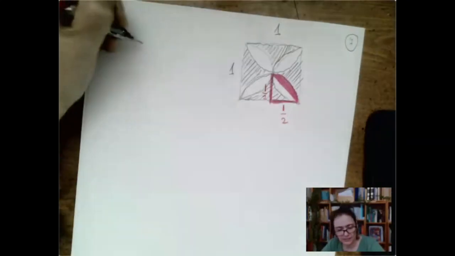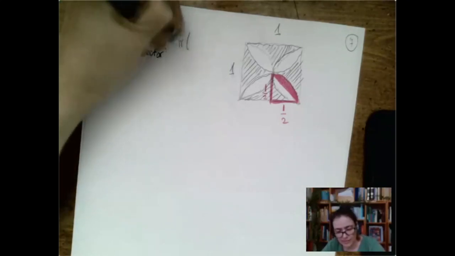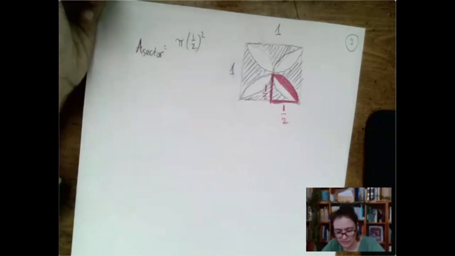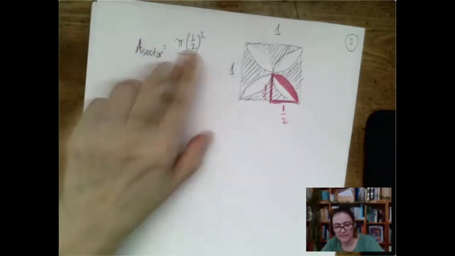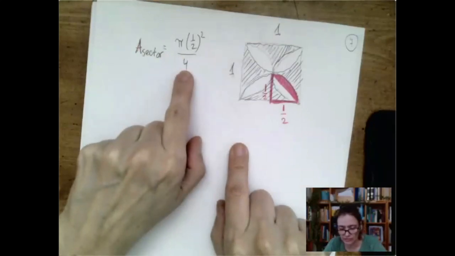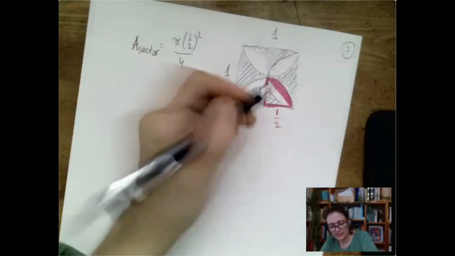So the sector is pi times 1/2 squared divided by 4, right? This is the area of the full circle with radius 1/2, but we just need a quarter of it. And from that, we subtract this triangle here.